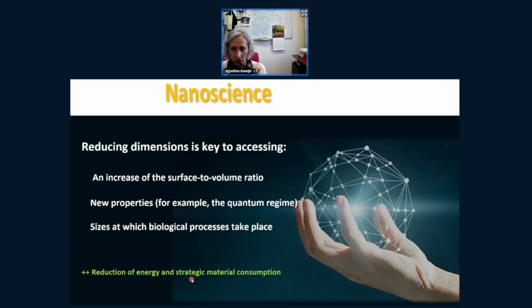Nanoscience and technology have special properties just due to the increase of the surface to volume ratio. We have more and more atoms on the surface, and in addition, we have these special properties because the length of our structure is close to the length of the important physical parameters.